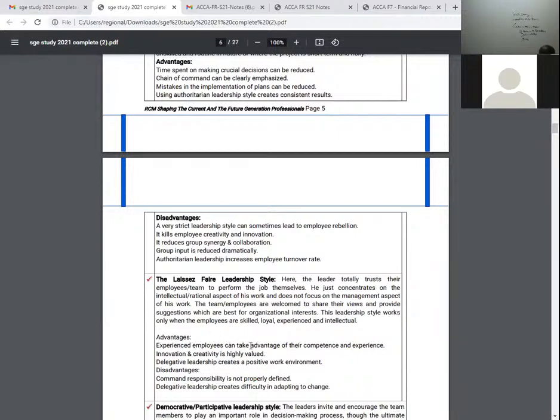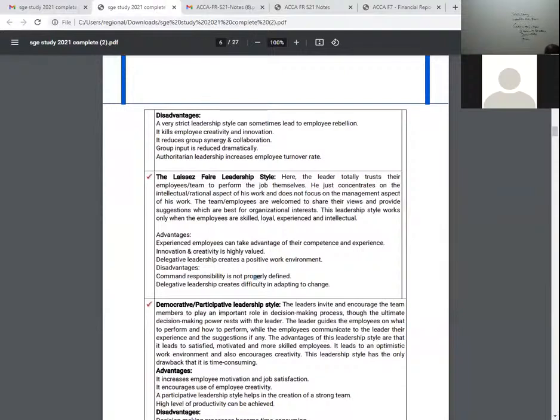Advantages: experienced employees can take advantage of their competence and experience. Innovation and creativity is highly valued. Delegative leadership creates a positive work environment. Disadvantages: command responsibility is not very well defined. At times, you may even tend, in this case here, to underrate your boss. Delegative leadership at times could create difficulty in adapting to change, because you're giving people so much in terms of powers, right? It is decentralized type of management.